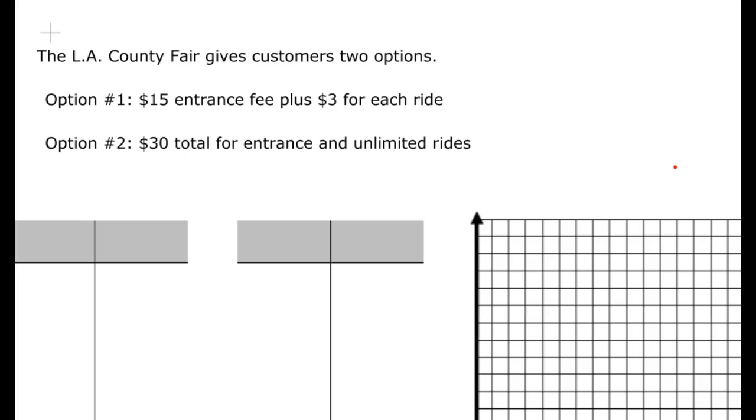So here we've got just two pricing plans. This is the actual pricing plan for the LA County Fair. A good thing to start off with is labeling everything, so that when we're looking at this later, we know this is the table for option 1. This is the table for option 2.